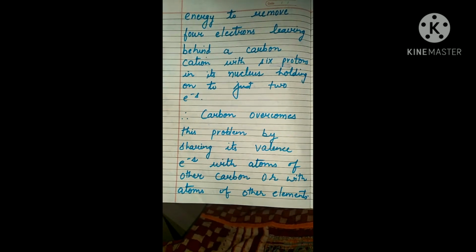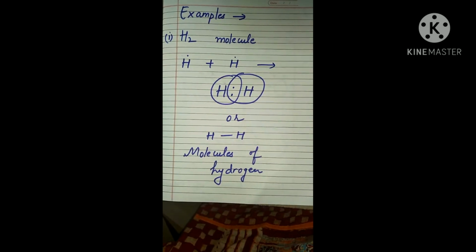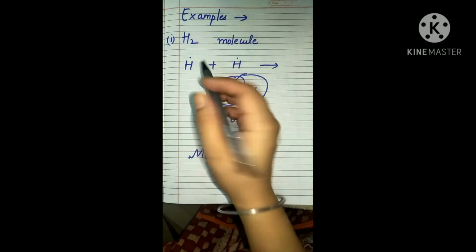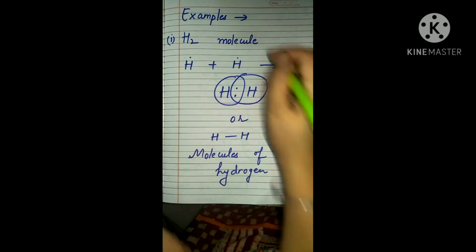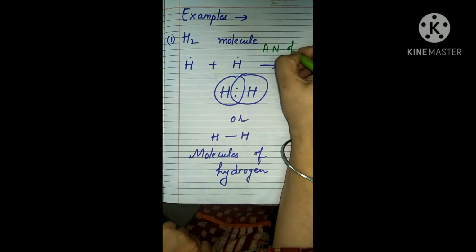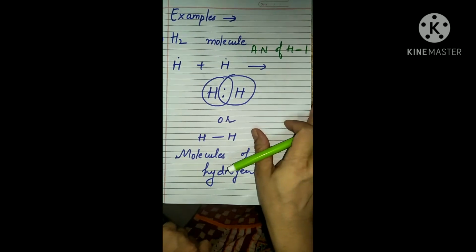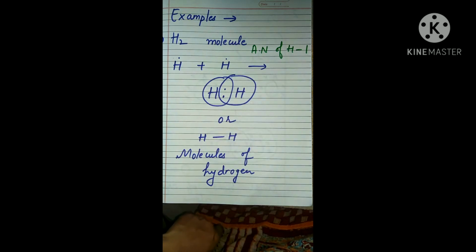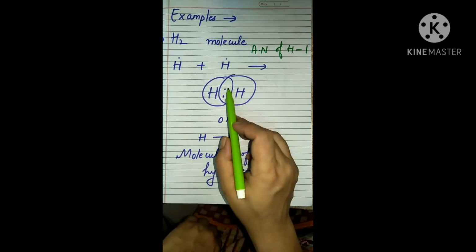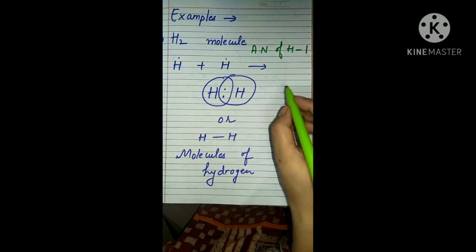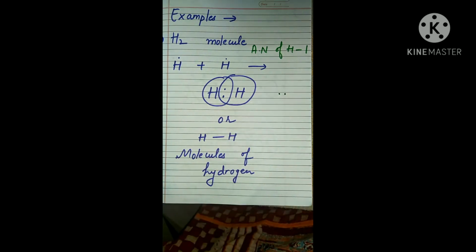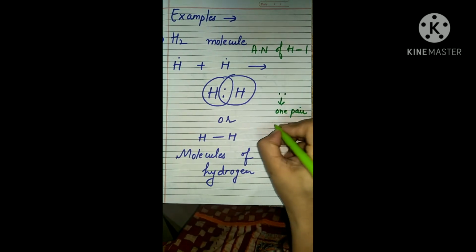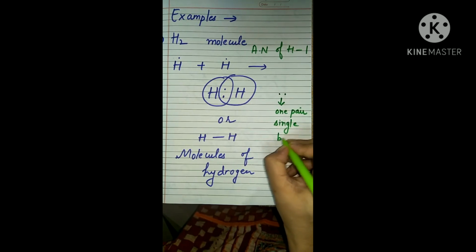Now from here our main chapter will start. I have started with a very simple example, the formation of the H2 molecule. See, the atomic number of hydrogen is 1, so it has 1 electron in the outermost shell. So 1 electron in the outermost shell of this atom, and 1 electron in the outermost shell of this one. How will a hydrogen molecule be formed? By 2 electrons. Just listen to one thing. 2 electrons will give rise to 1 pair, or a single bond.